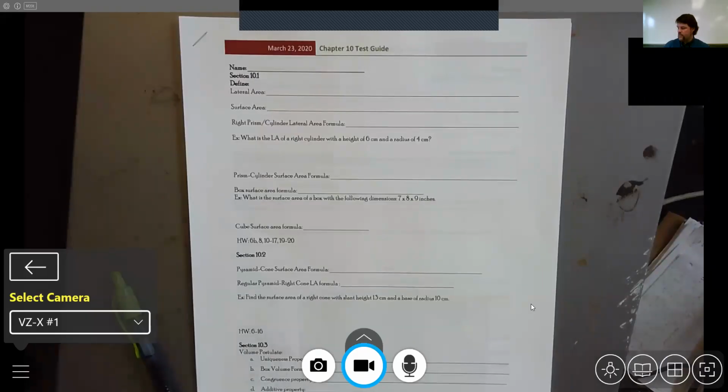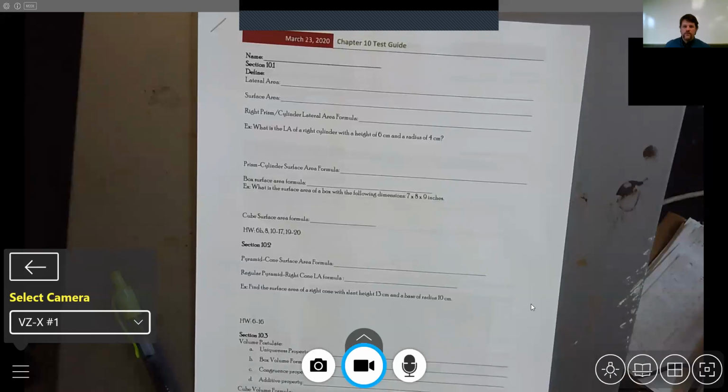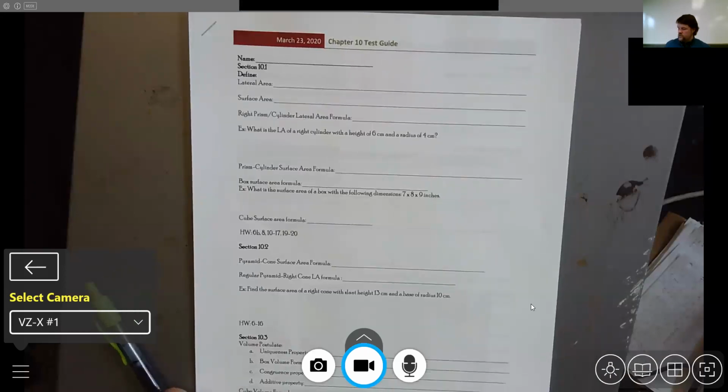All right, so going back to our sheet, you can fill that out. Surface area is the four sides and the bases. So in our Kleenex box, it would be all six faces added together. With a cylinder, it's going to be the two bases, the top and the bottom, plus the lateral area.